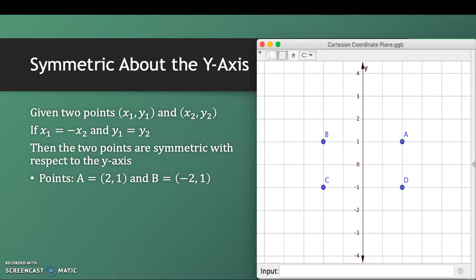For example, points A and B. A is (2, 1) and B is (negative 2, 1). The x-coordinates are a negative of the other and the y-coordinates are the same. Similarly for points C and D. C is (negative 2, negative 1) and D is (2, negative 1). The x-coordinates are a negative of the other and the y-coordinates are the same.